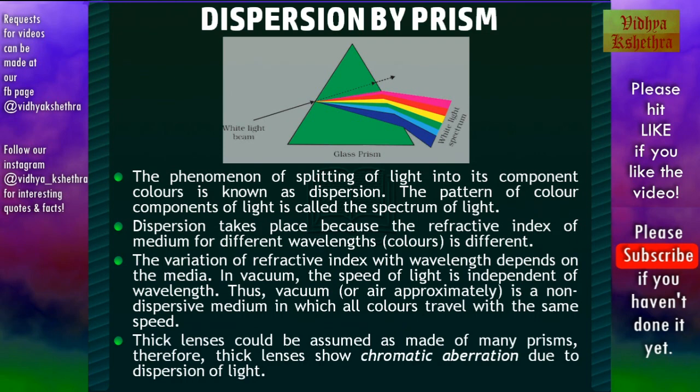We can consider thick lenses as made of many prisms. Therefore, thick lenses show chromatic aberration due to the dispersion of light.